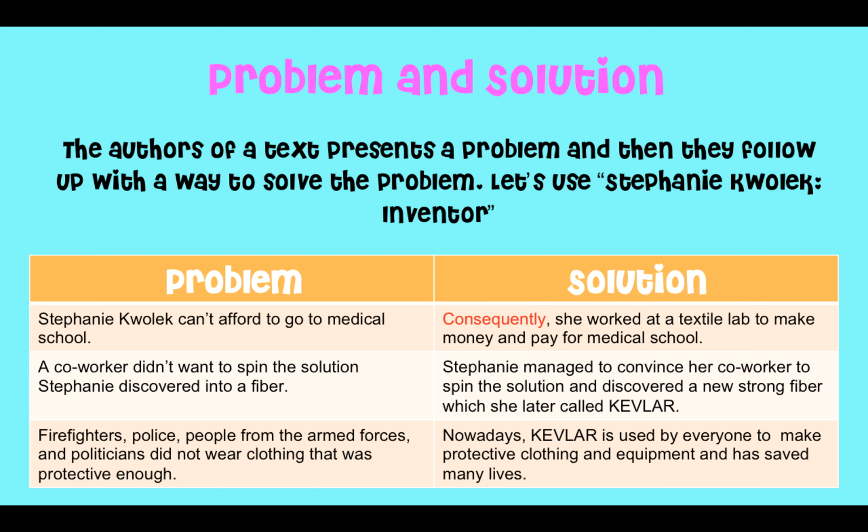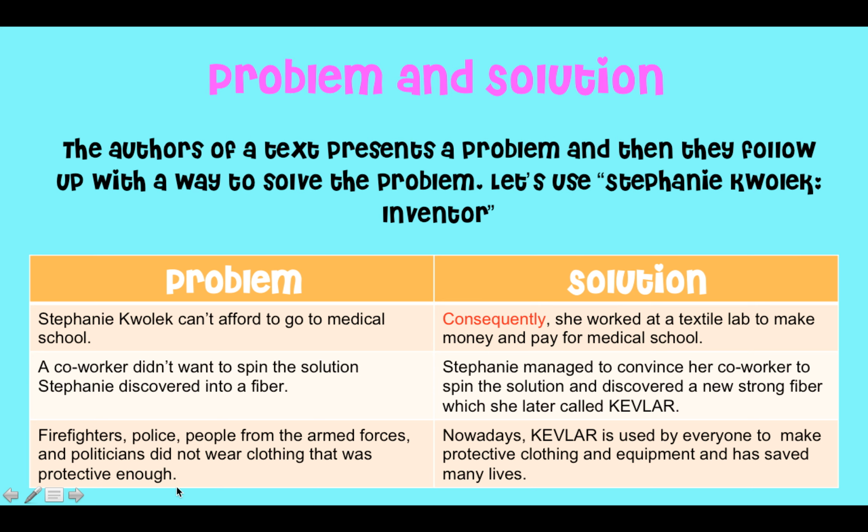So when you guys are reading a text, look for something that might be a problem, a challenge, or something that's going to get in the way of being able to do something. Stephanie Kolek not being able to afford medical school is something that could have kept her from going to medical school, right? But if she went ahead and got a job, she solves that problem because now she's able to make money to pay for medical school.